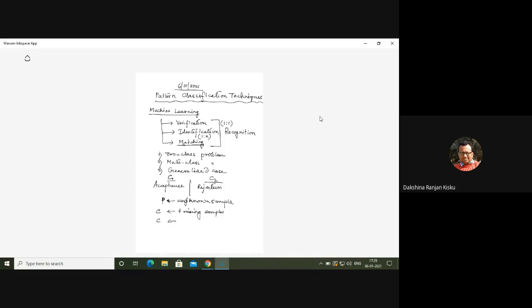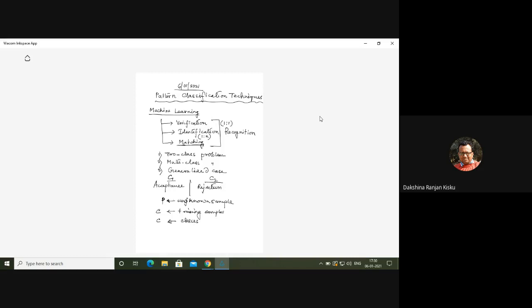That means each training sample will belong to one class. So if there are C number of training samples, then we can have C number of classes. Whatever the number of training samples present in the training database or training set, depending upon that number we can have that many classes or categories in the generalized classification case.